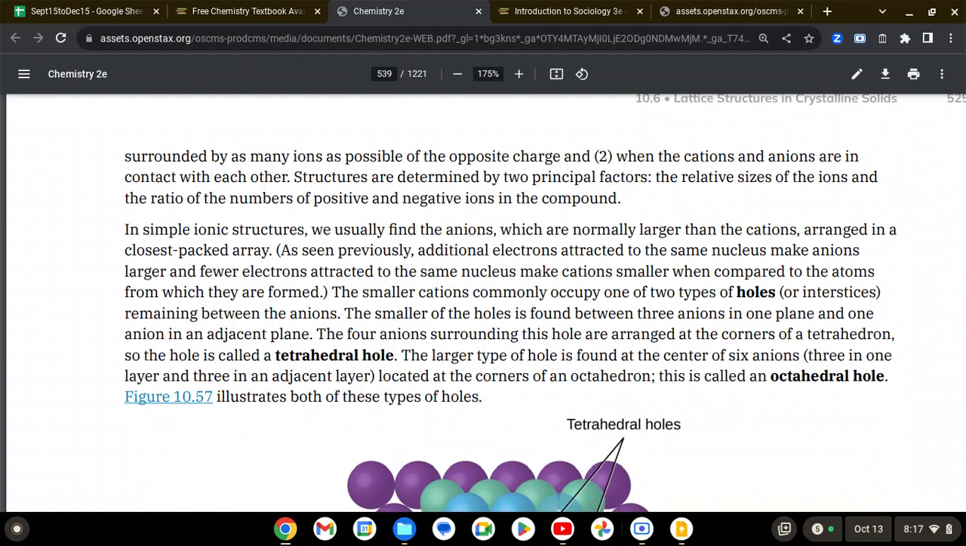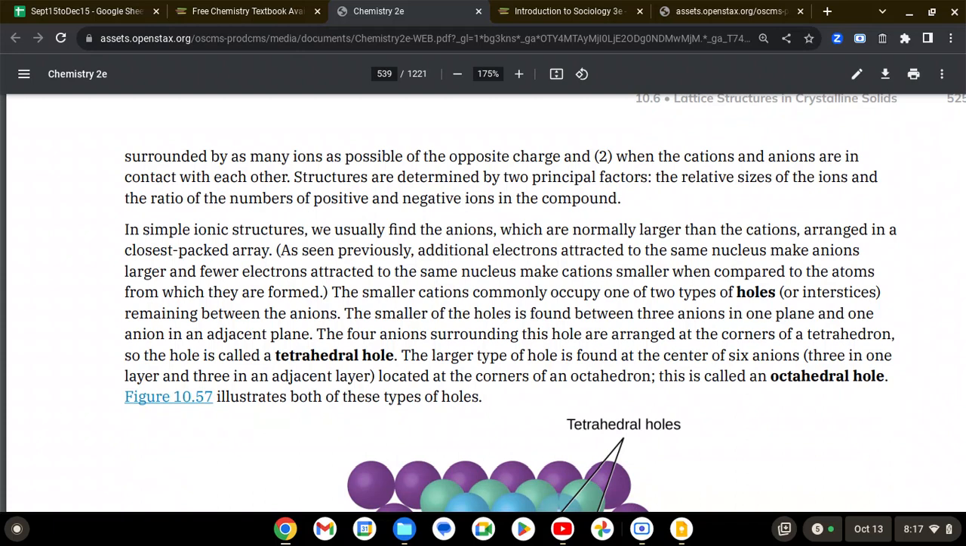In simple ionic structures, we usually find the anions, which are normally larger than the cations, arranged in a closest packed array. The smaller cations commonly occupy one of two types of holes remaining between the anions. The smaller of the holes is found between three anions in one plane and one anion in an adjacent plane. The four anions surrounding this hole are arranged at the corners of a tetrahedron, so the hole is called a tetrahedral hole.